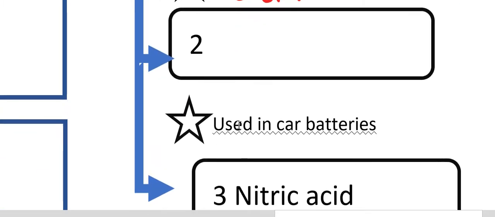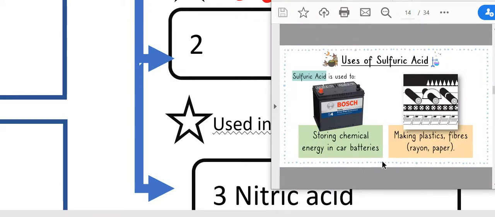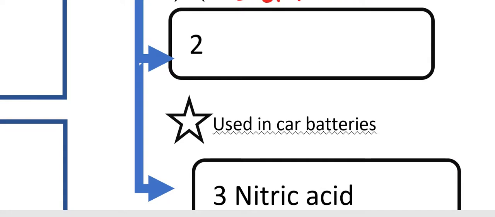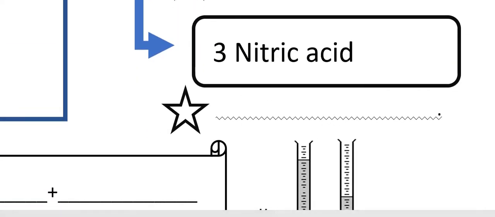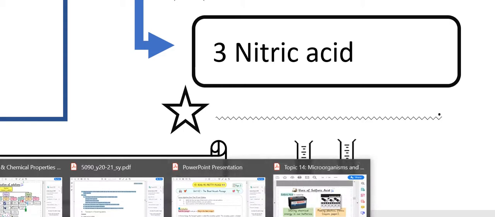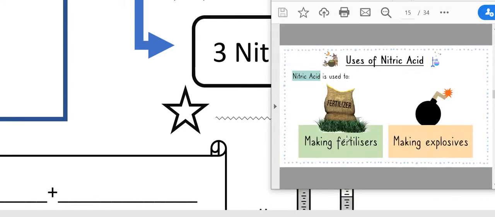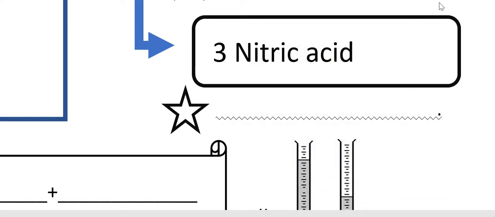Okay, second one, used in car batteries. Which one is used in car batteries? It's sulfuric acid. And we have nitric acid, the third one. Nitric acid is used to make fertilizers and explosives.